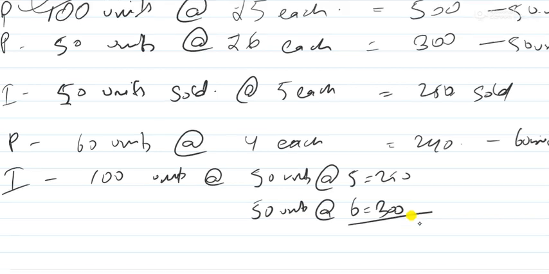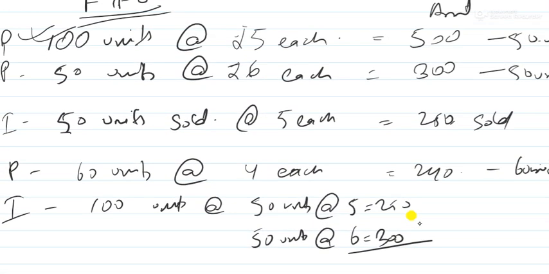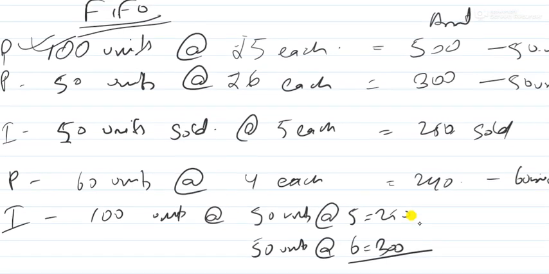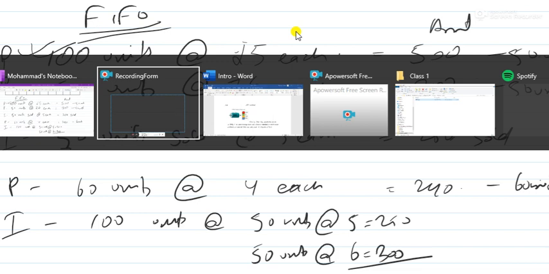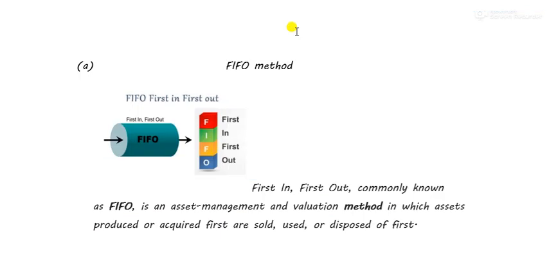So this was just for the start, just to show you that whatever units we purchase first, we are selling those units first. Now when we issued 100 units, we could have issued it from here, but no, this is the FIFO method. Whatever comes first in goes first out, first in first out. This is what this method is about.